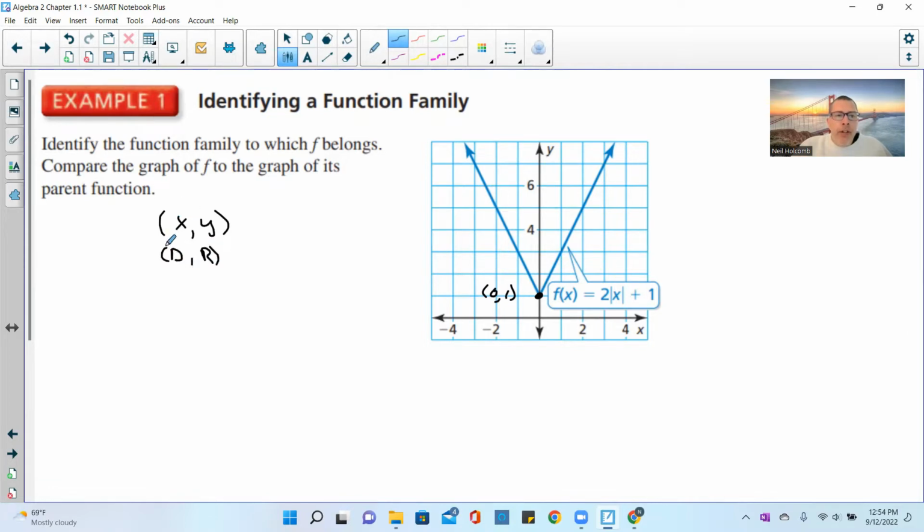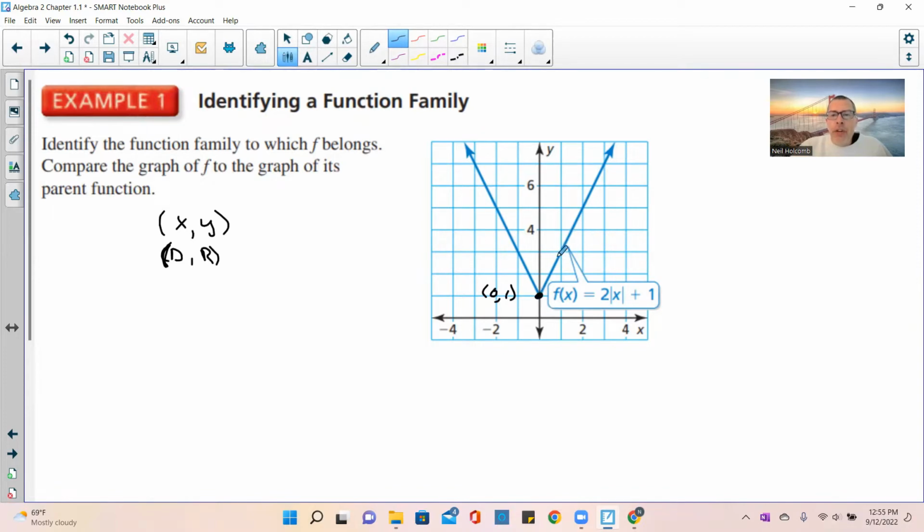And I always try to get my students to remember this by alphabetical order. In the alphabet, x comes before y, so x comes before y in the ordered pairs, and domain is before range because the letter D is before R in the alphabet, so therefore it's D comma R, domain comma range. So the domain is all x values.